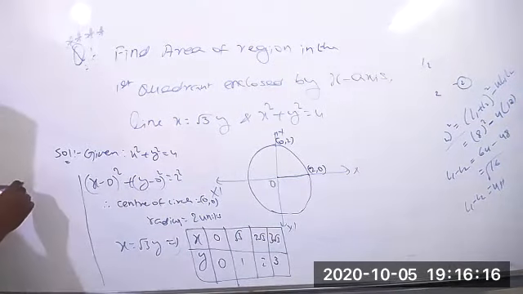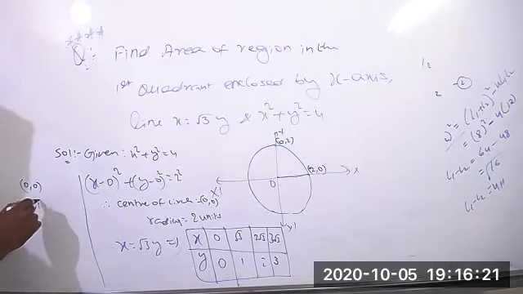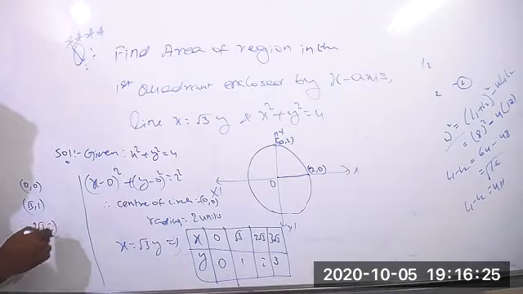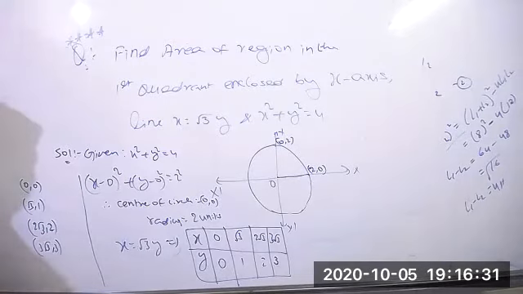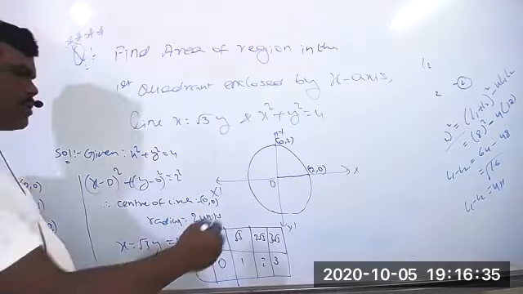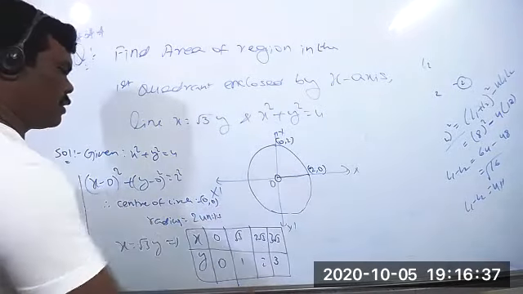So what are the points we got here? One point is (0, 0). The second point is (root 3, 1). The third point is (2 root 3, 2), and (3 root 3, 3) are the points. Now, suppose we take (0, 0), this is the point here.